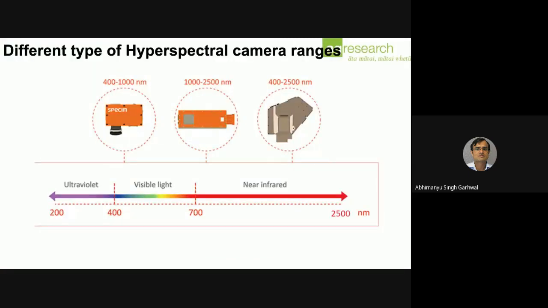Now, there are different kinds of hyperspectral cameras, and they have different ranges as well. Some work in the ultraviolet area, some work in visible light, some work in near infrared. It depends, and they are very application specific. That means 400 to 1000 nanometers for some applications, 1000 to 2500 nanometers for another application, 400 to 2500 nanometers for another application. They are very specific to the application.